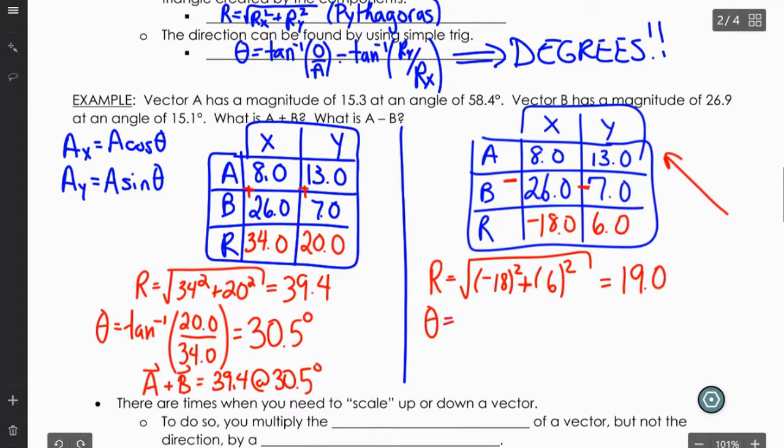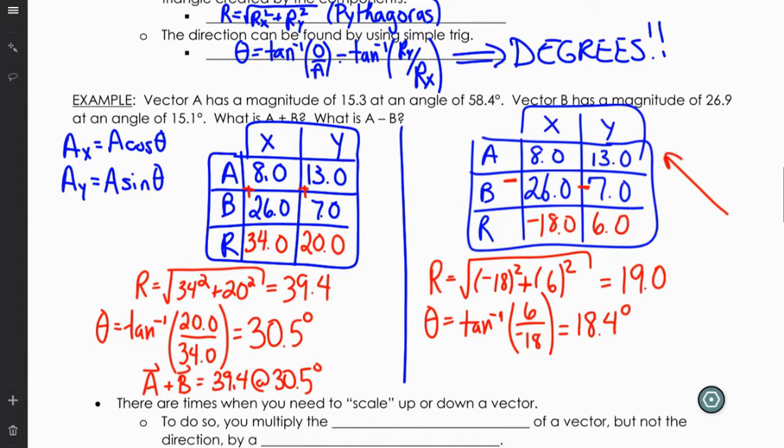Now what would be the angle? So we're going to do inverse tangent, right, of our y divided by our x. And it's going to be 19 at 18.4. Now this 18.4 is actually from negative x, right? And so if you put it in your calculator as you see here, you're going to get a negative 18.4. That just means that our negative ends up with our x, so we're going left, then up.